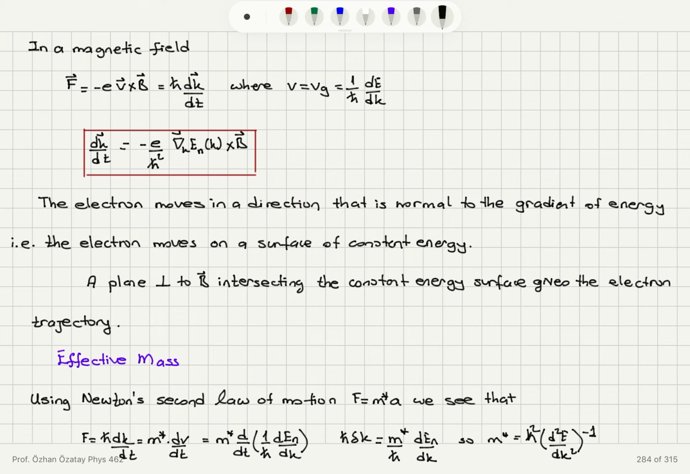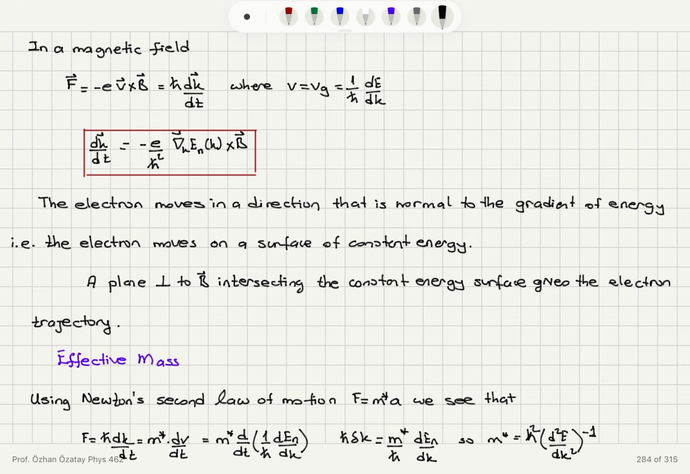Now, last but not least, we have another important concept that comes out of this model, that is the effective mass. Using Newton's second law of motion, the net force acting on the electron should be equal to its mass times acceleration. In this case, we will call this mass the effective mass, and we see that the net force that we apply, which is dp/dt or ħ dk/dt, will be equal to m* dv/dt.